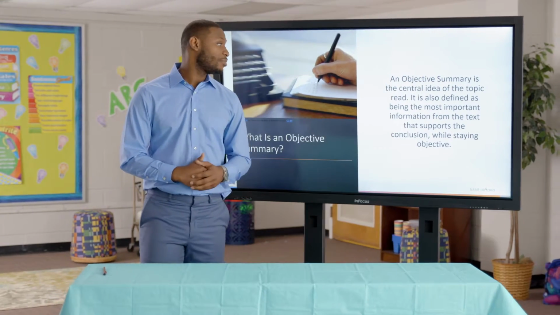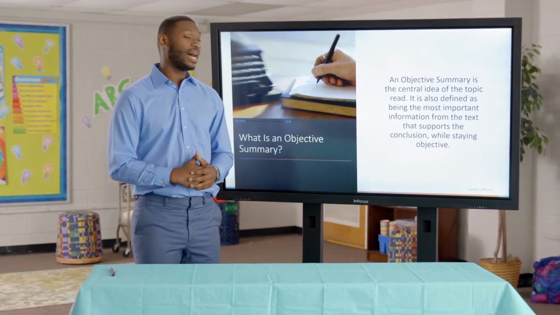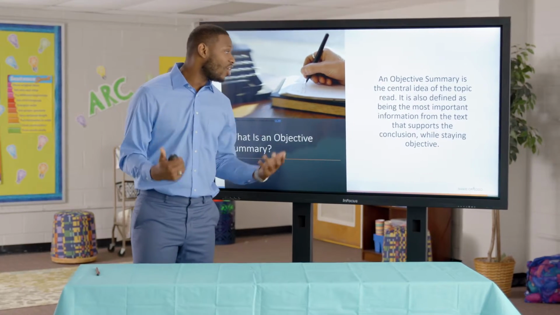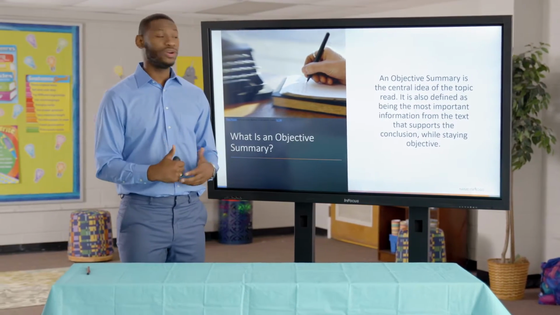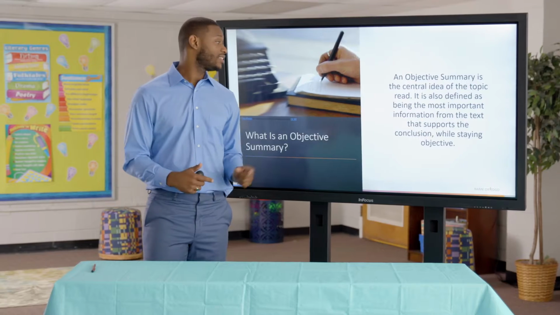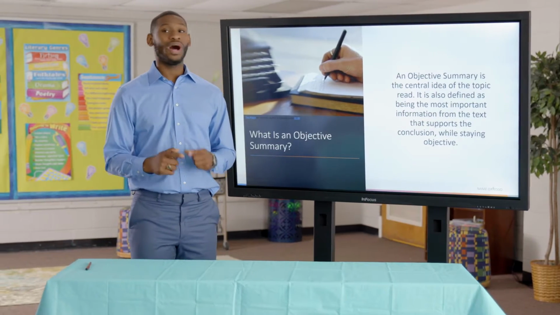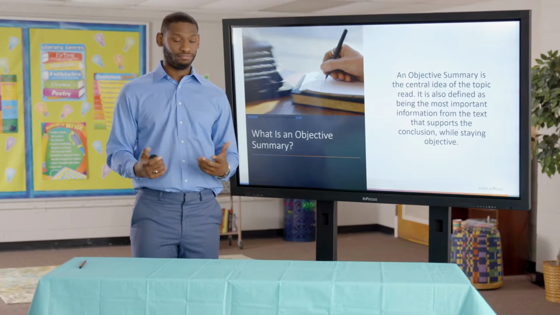I know you've seen summaries before, you've done them for years, but this is just a little bit different. Let's talk about it. An objective summary is the central idea of the topic read. It is also defined as being the most important piece of information from the text that supports the conclusion while staying objective.